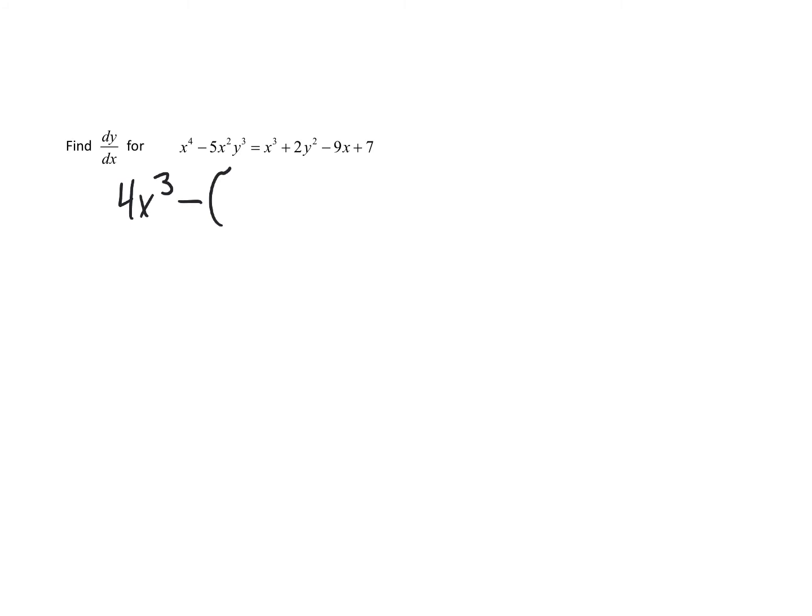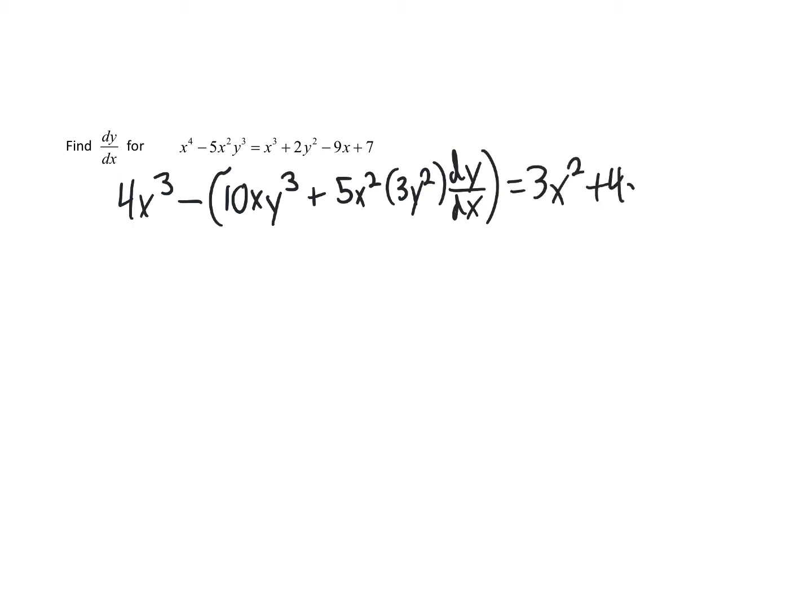So derivative of 5x squared is 10x. Rewrite the y cubed plus 5x squared. Derivative of 3y cubed is 3y squared dy dx equals 3x squared plus 4y dy dx minus 9. Now the biggest thing with implicit is whenever you take the derivative of a y, you need to multiply by dy dx. Now we can simplify.